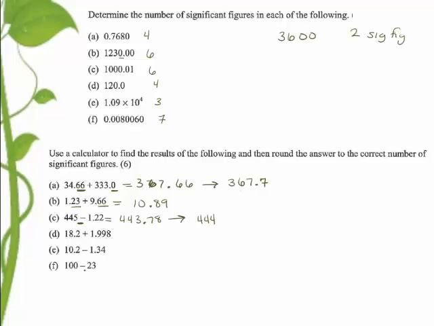Why don't you try these 3 and round them to the correct number of significant figures and then check your answers? So just pause for a moment and try them. Okay, so when I added them, I got 20.198, but 18.2 only has 1 decimal place, so my answer could only have 1 decimal place, so I rounded. 10.2 minus 1.34 gave me 8.86. Again, only 1 decimal place, so I had to round. And then 100 minus 23 had no decimal places, so my answer also has no decimal places.